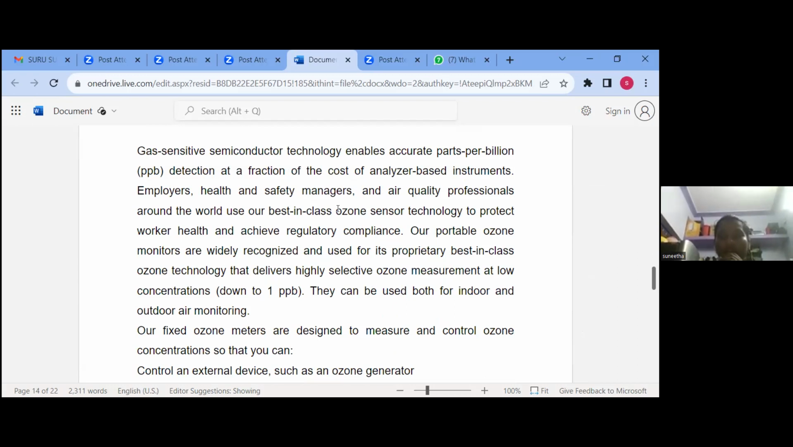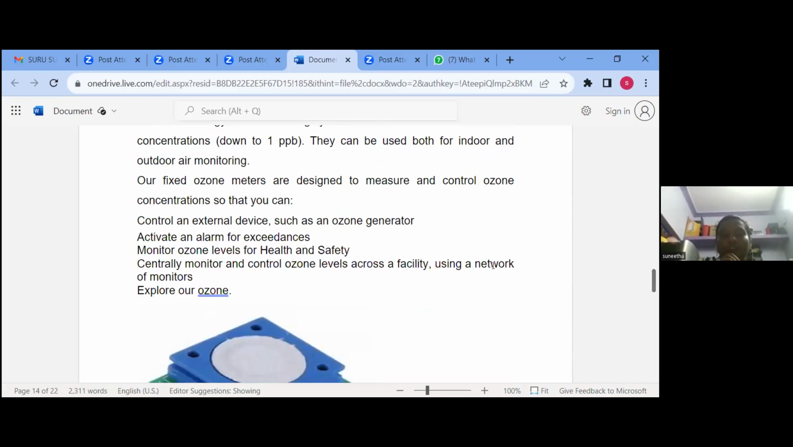Our portable ozone monitors are widely recognized and used for their proprietary best in class ozone technology that delivers highly selective ozone measurement at low concentration. They can be used for both indoor and outdoor monitoring. Actually, ozone sensors can be classified into two types. One is fixed, and another one is movable. Fixed ozone meters are designed to measure and control ozone concentrations so that you can control an external device such as an ozone generator. By measuring the ozone from a fixed zone, we can control the ozone generator and activate an alarm if needed, and monitor ozone level for health and safety.